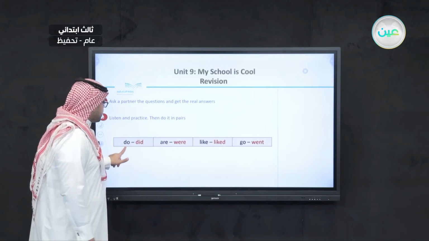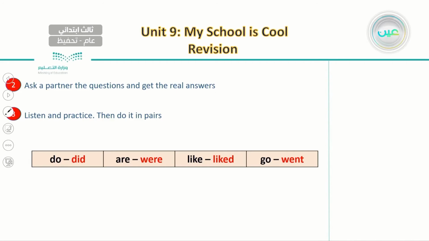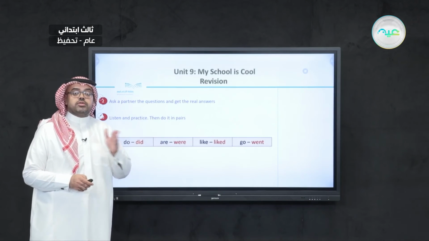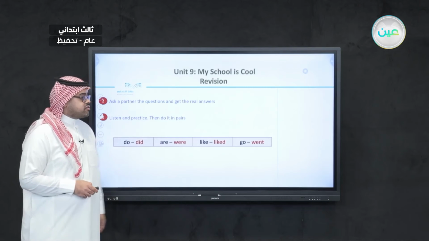So, for example, do is the present form and the past form of it is did. Are is the present form and the past form of it is were. Like is the present form and the past of it is liked. And finally go, the present form, and the past of it is went. So we said that it is important that we collect these verbs so we can memorize them. We know how to write them in the present and also in the past form.